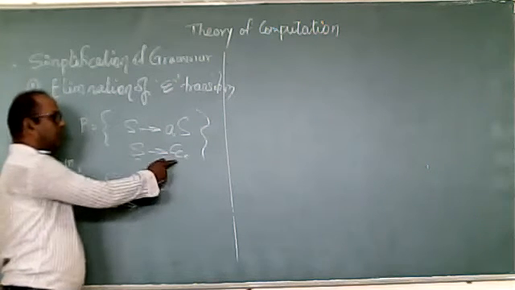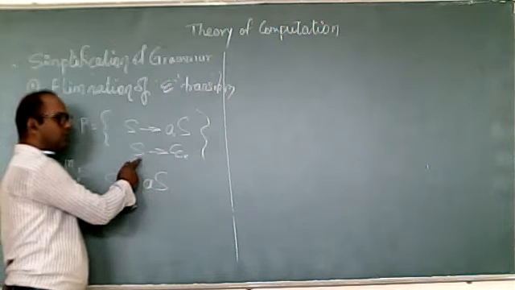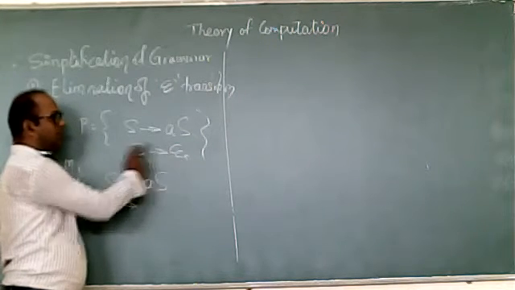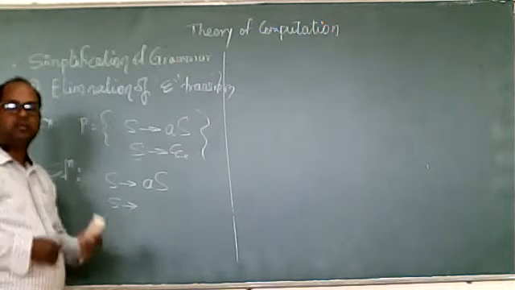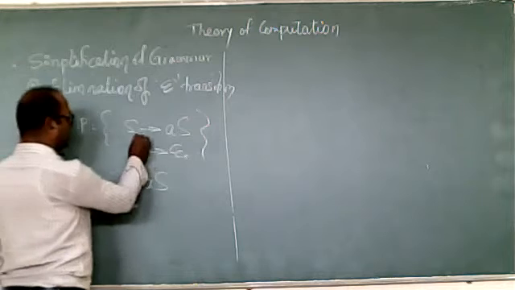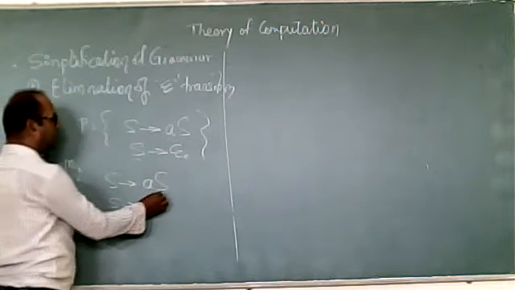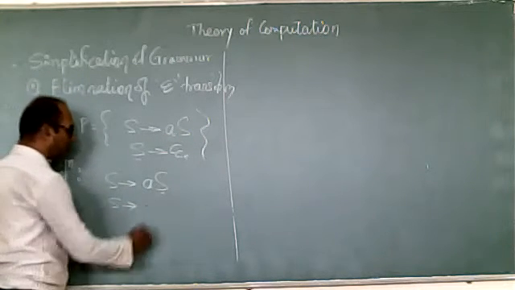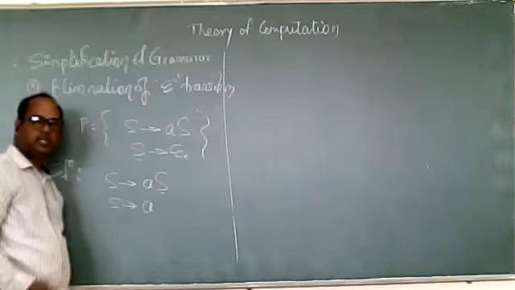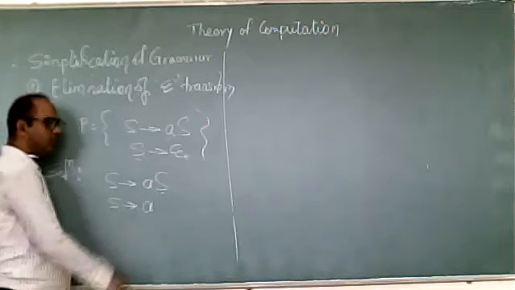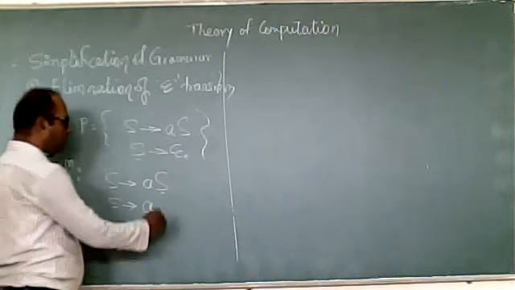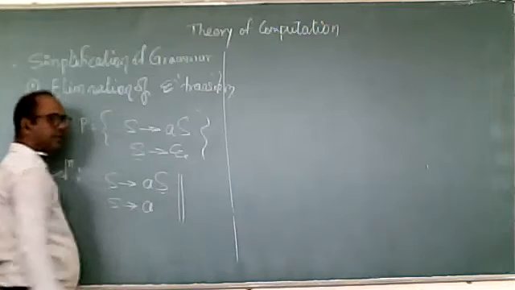Because S has the production epsilon, S is called a nullable symbol. Now we will replace all the S with epsilon and find out the new productions. Now this is S produces AS. If I replace this S with the epsilon, the production we get is S produces A, because A epsilon doesn't mean anything, so this S will be eliminated. So S produces A. So these two productions we will get.